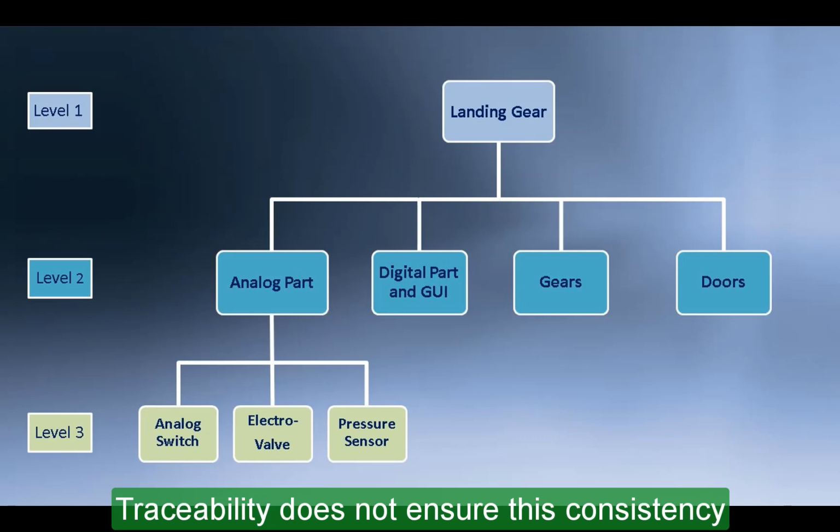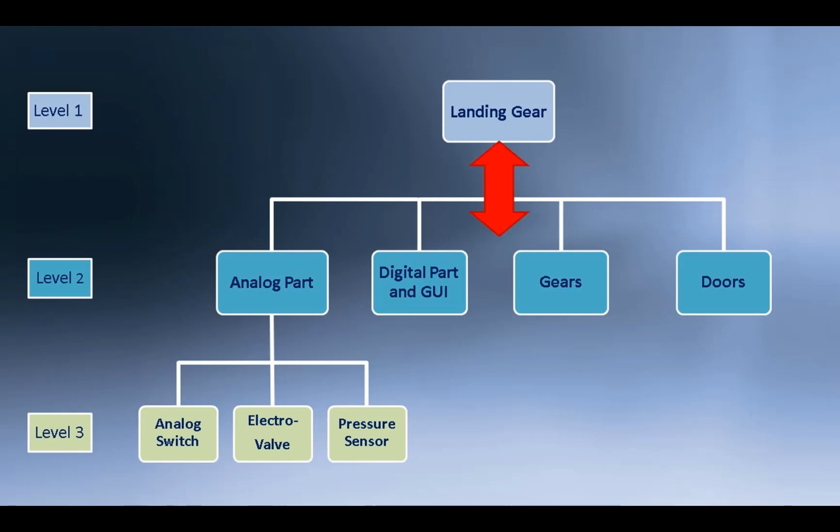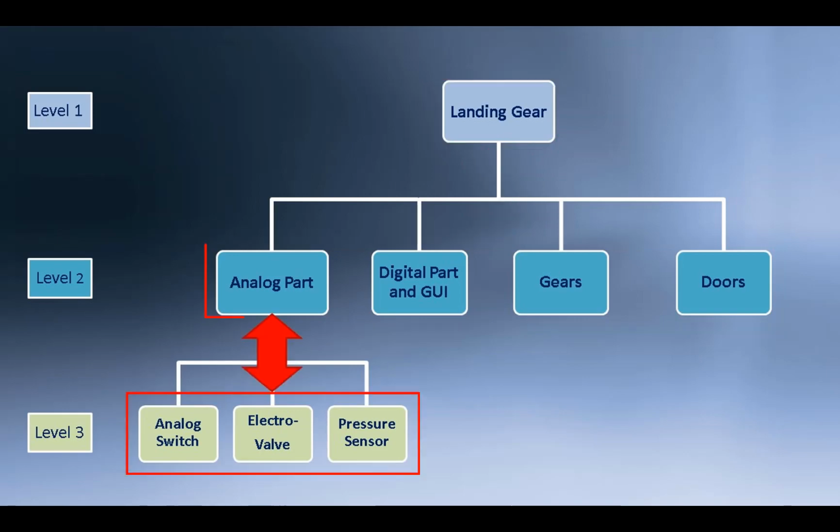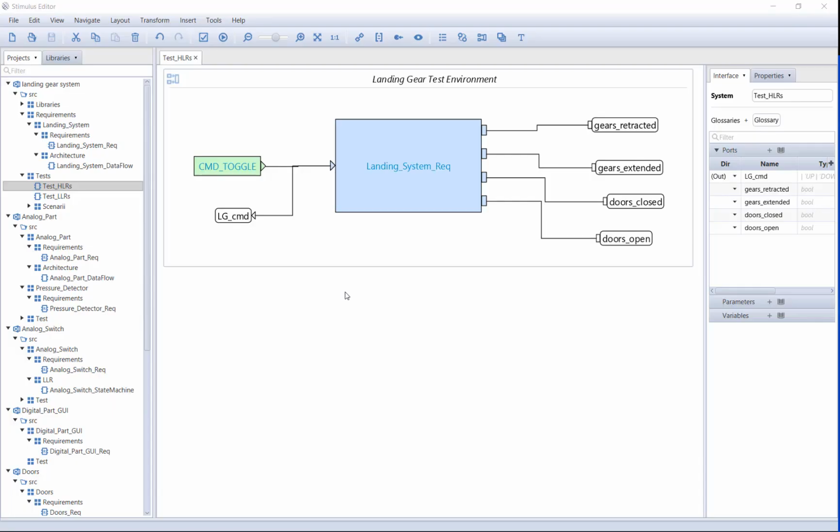Simple traceability does not do the job. For example, it must be possible to show that the collaboration of Level 2 components, simply described by their requirements, will provide the services described at Level 1. And the same for Level 3. To manage this has been extremely difficult until now, but becomes simple with Stimulus. Let's see how you can proceed.